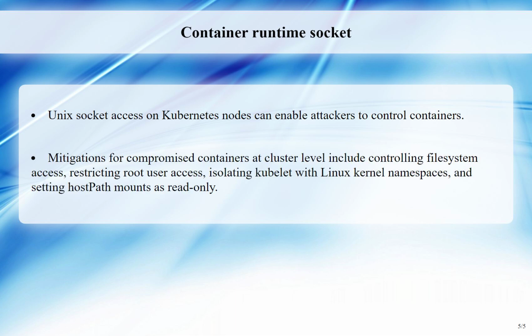The impact of this access at the cluster level depends on the data accessible by the compromised containers. Mitigations include tight control of file system access to container runtime sockets, restricting access to the root user, isolating the kubelet using Linux kernel namespaces, forbidding the use of host path mounts for container runtime sockets, setting host path mounts as read-only, and restricting user access to nodes, especially superuser access.